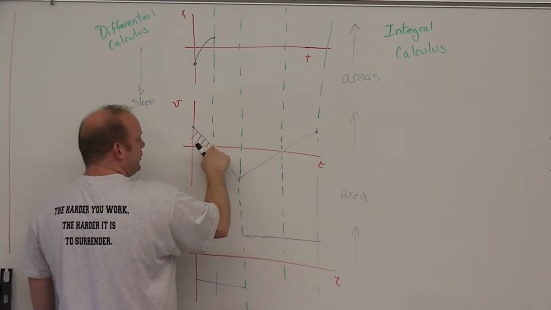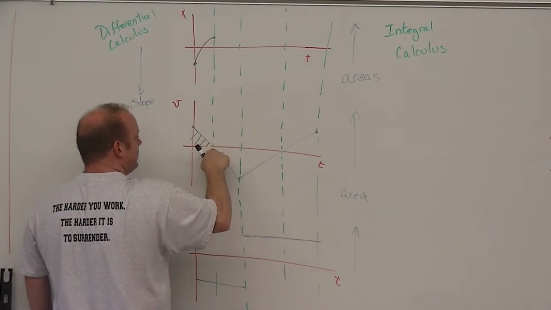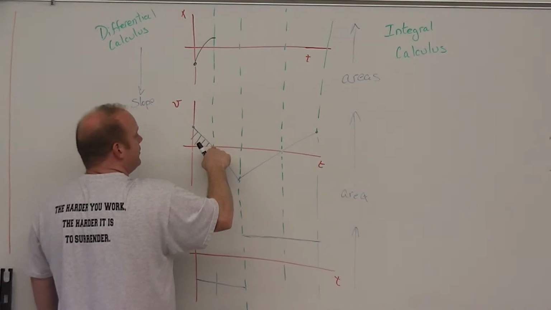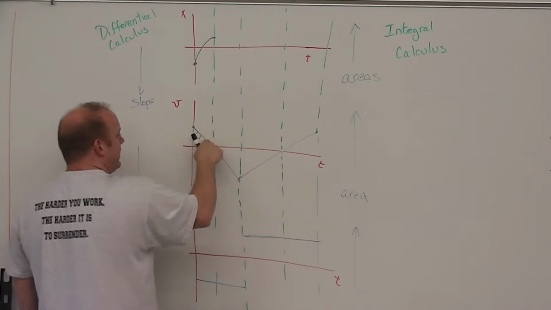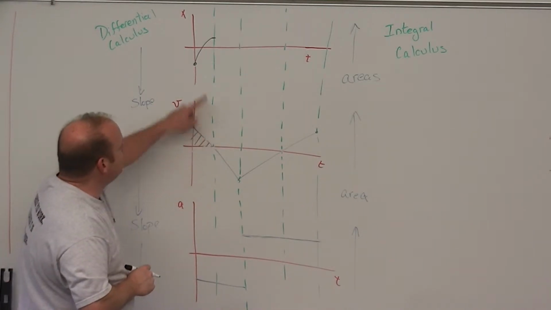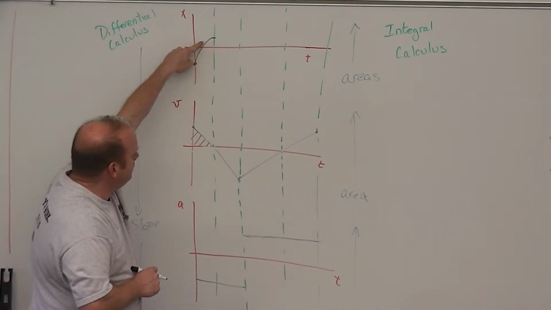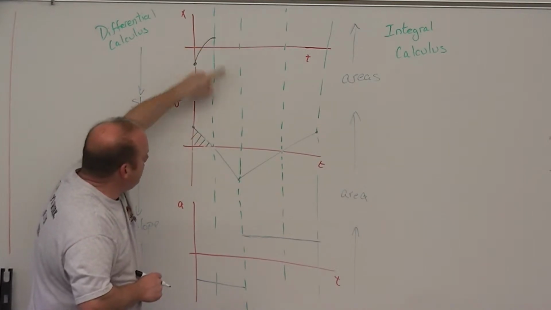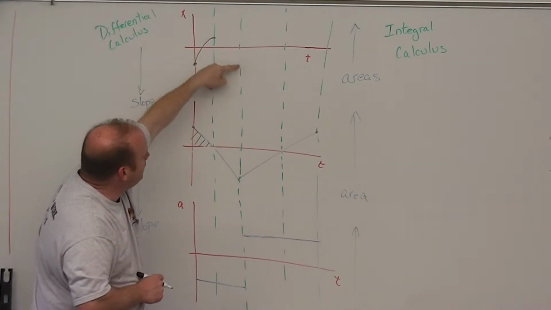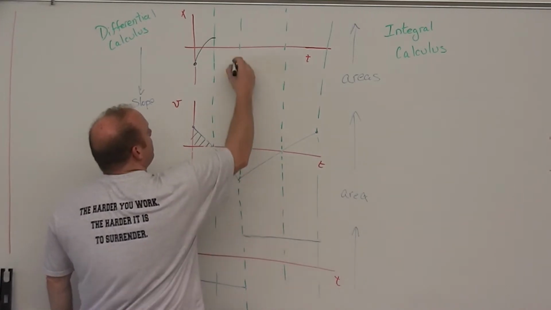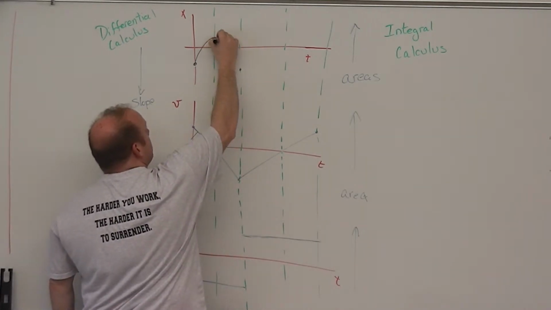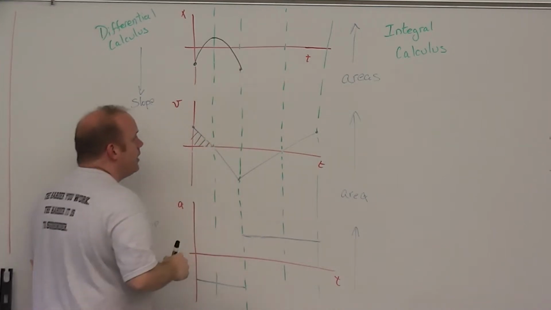The slope of position versus time is velocity. Right here, my slope is 0. Here, my position has to be increasing. My velocity is positive, so my slope here is positive. After this point, my velocity is negative, so my slope has to go negative. So until it gets to, say, this point right here, a little bit below, it's negative.